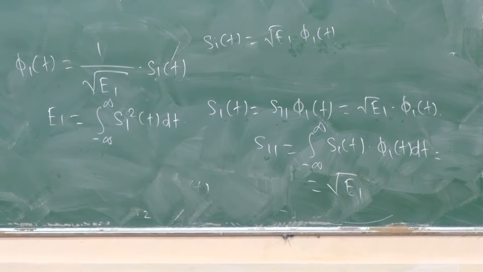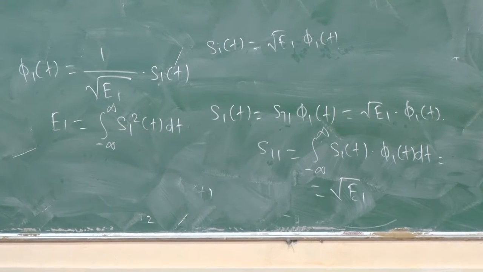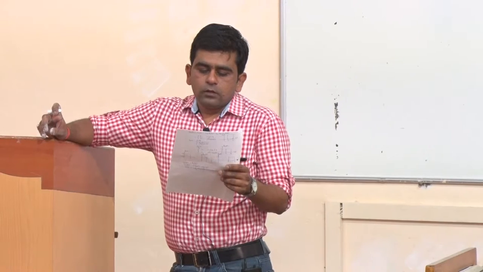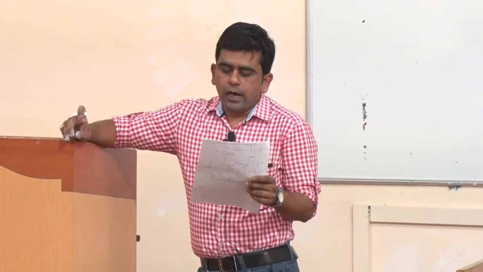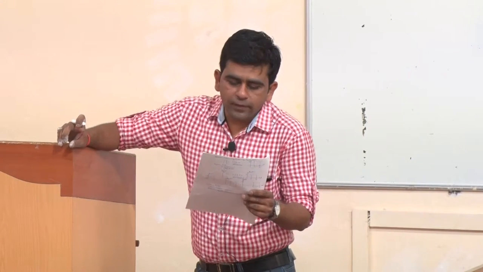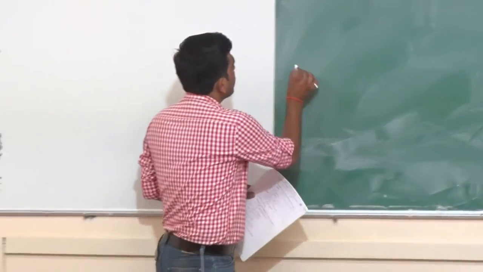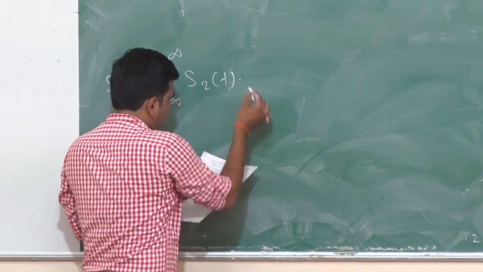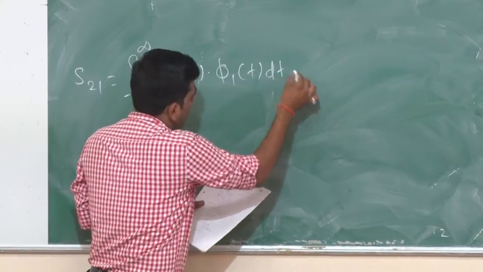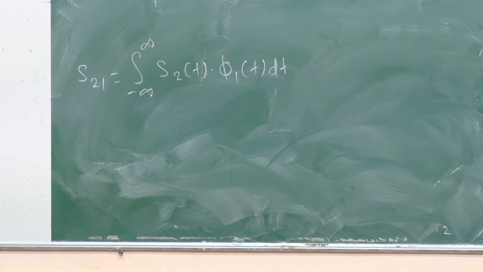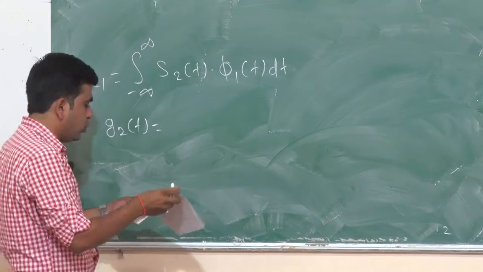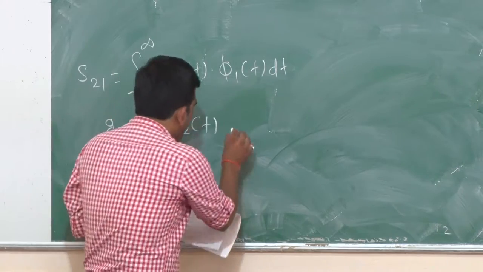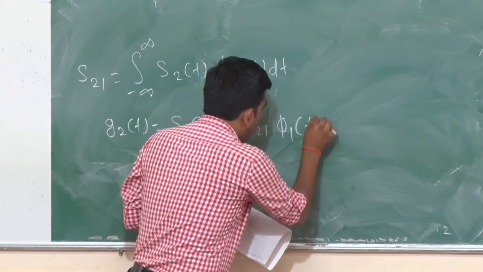Similarly, we have to find out the second basis function. Write down the next step. Second basis function: correlation between the second signal and basis function 1, that is S21 is equal to the integration from minus infinity to infinity of S2 of t into phi 1 of t dt. Or we can say that this is nothing but a projection of the second signal on the first basis function. So we have to find out the intermediate function g2 of t, that is equal to s2 of t minus s21 phi 1 of t.